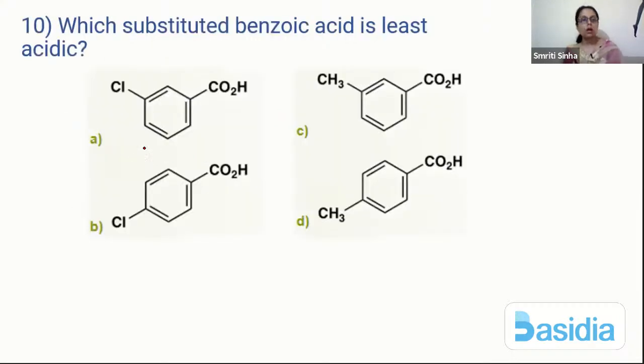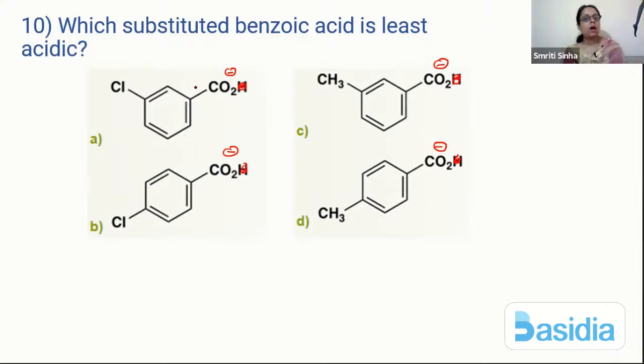Next, which substituted benzoic acid is least acidic? So which one is least acidic out of these? So if you see, in all these benzoic acids, once the H plus is donated, the negative charge will be formed on CO2 negative like this. So this will be the conjugate base formed after the H plus is donated in all of these cases, correct? Now, which conjugate base will be more stable and why?